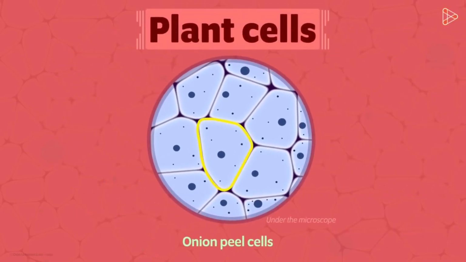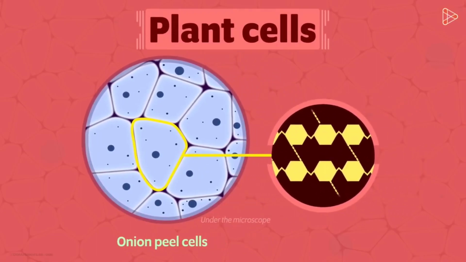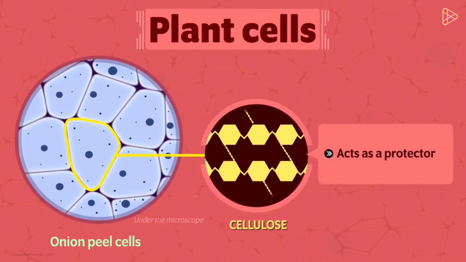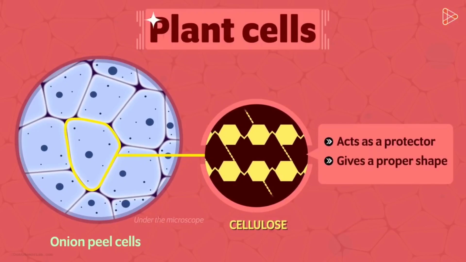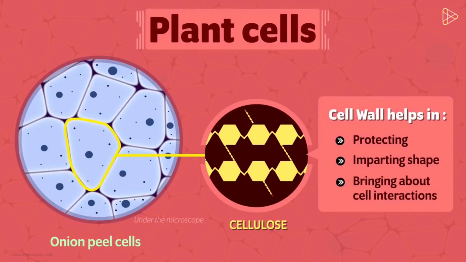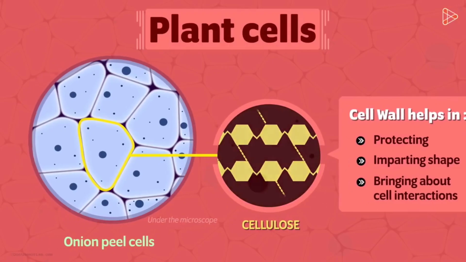The cell wall acts as a protector for plant cells. It's composed of a non-living rigid structure, that is cellulose. It not only acts as a protector, but also gives a proper shape to the plant cells. It also helps in cell-to-cell interactions and provides a barrier to undesirable macromolecules. It protects, it gives shape to the cells, and it helps in cell-to-cell interactions. Clearly, the cell wall is a very important part of the plant cell structure.